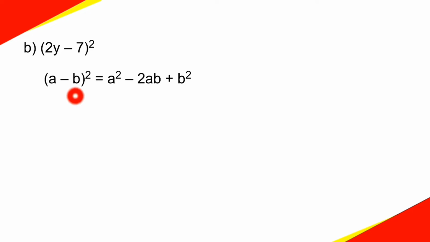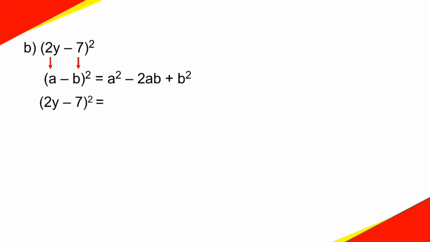Now next, option B. What is the option B? (2y − 7)². By seeing this, can you get the formula? Right. Your second identity, that is (a − b)² = a² − 2ab + b². Now once we compare it, a value is 2y, right? Next, b value is 7. Now substitute a value and b value in the formula.